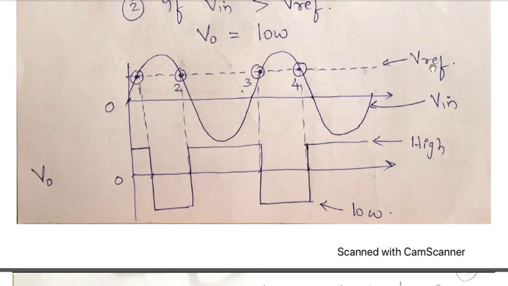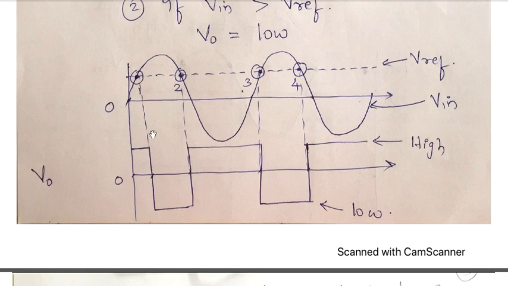So what am I expected to do? I am expected to compare the sine waveform with this straight horizontal line. In short, I am expected to compare the input voltage with the reference voltage, and it is only then that we should be able to draw the output voltage waveform. Now, because I had no option, I have already drawn the output voltage waveform for you. But let me explain how I have drawn it.